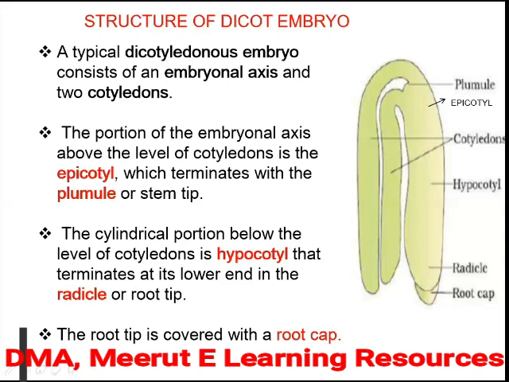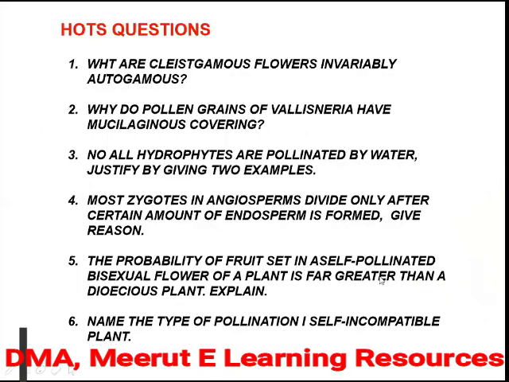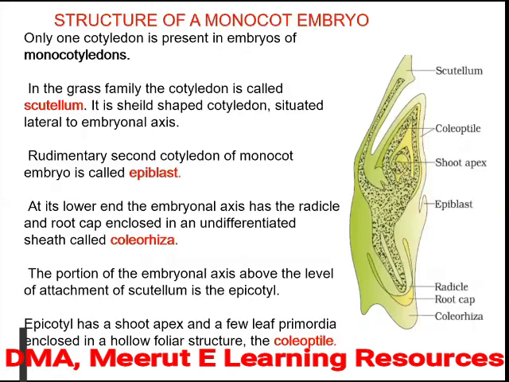Now come to the monocot embryo. In monocot, you know that only one cotyledon is seen. In the grass family, you find that the scutellum is somewhat shield shaped. So here a shield shaped cotyledon is seen, situated lateral to the embryonal axis. This is the embryonal axis. And here you can find a rudimentary second cotyledon, which is called the epiblast.